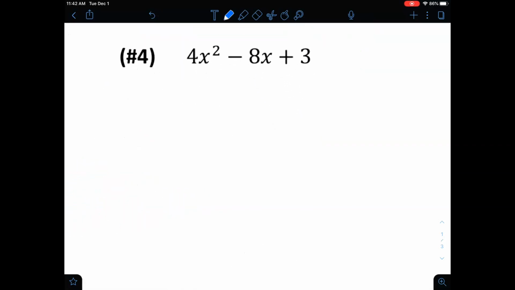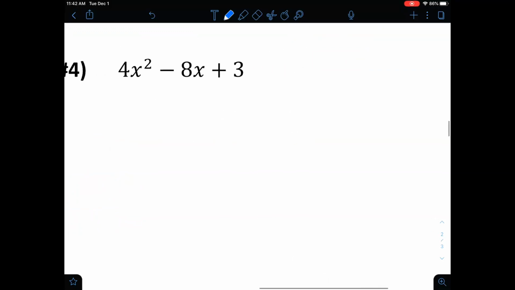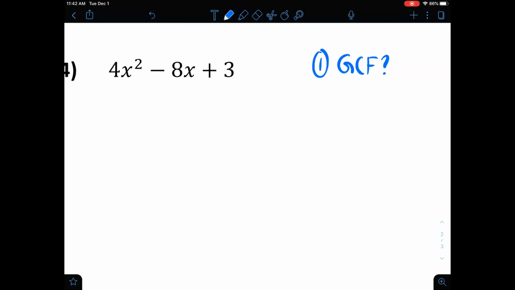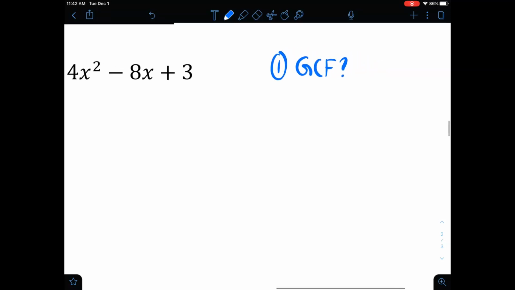Okay, number 4 is a good one to talk about. This is a really important one, actually. So we need to go through our steps again. So first step is GCF. Is there a number that goes into 4, 8, and 3? No, there's no numbers that go into 4, 8, and 3, and this one does not have an x, so there's no GCF.